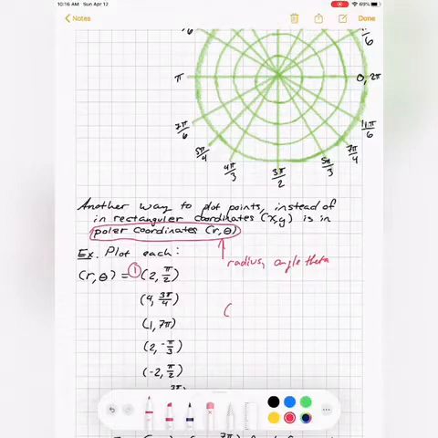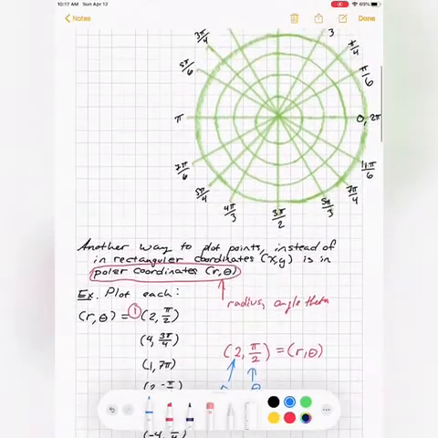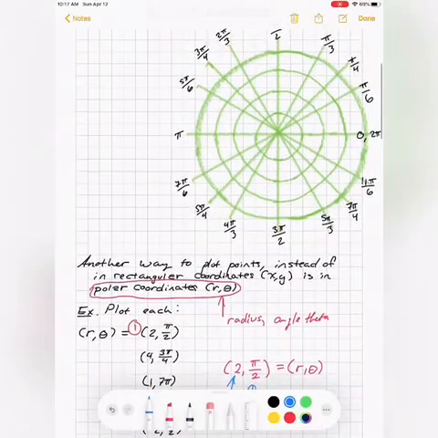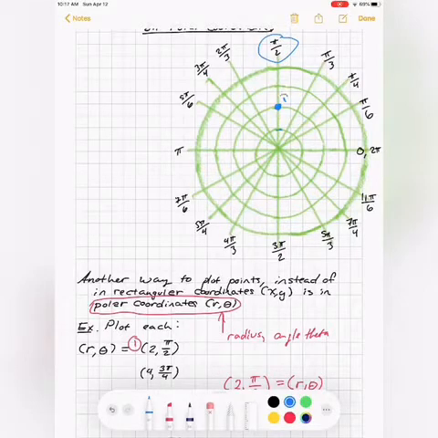All right, so number 1, my radius is 2. My theta is pi over 2. So what I like to do here is find the angle. Okay, so here's pi over 2, right? Then I go 2 units, so 1, 2 units. There's my radius of 2, my angle of pi over 2. So there's point number 1.